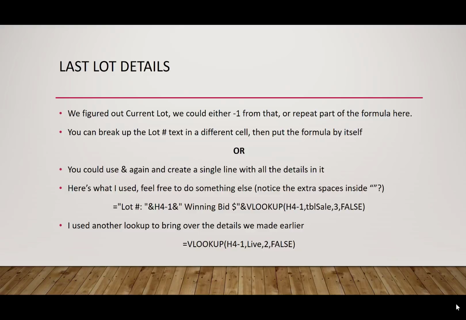But we could use that part again, but then create a single line with all the details in it. See, what I did is I went and put it in where it said lot number, and then put in the lot number. And then it had some spaces, winning bid. And then I went and looked up the winning bid. So let's try that one.